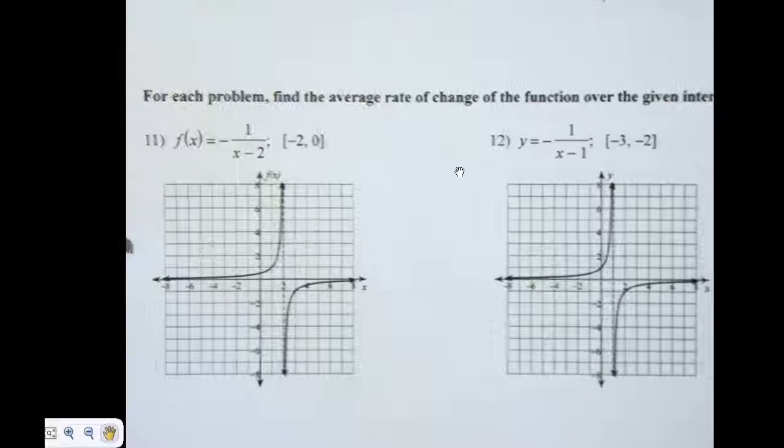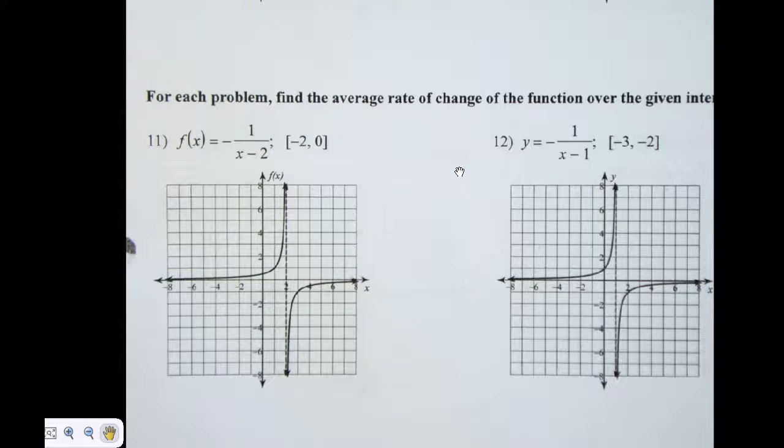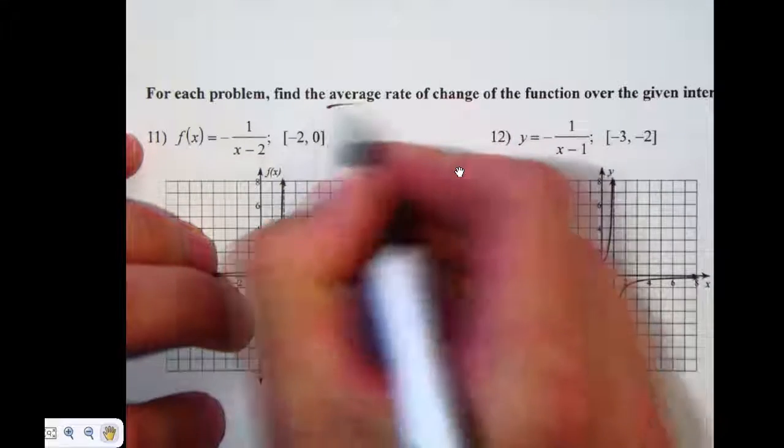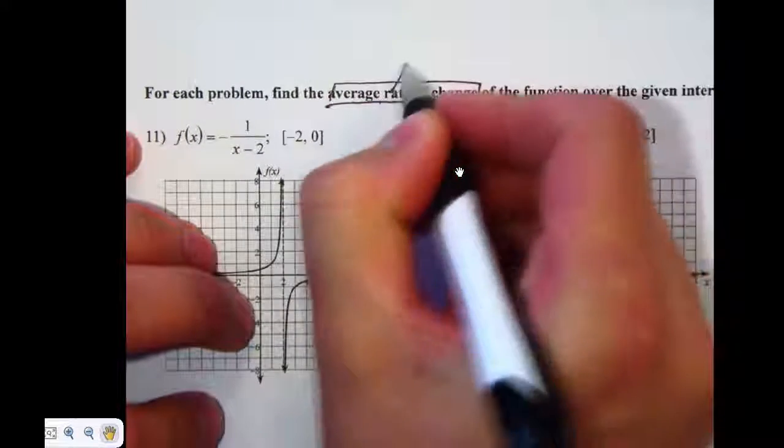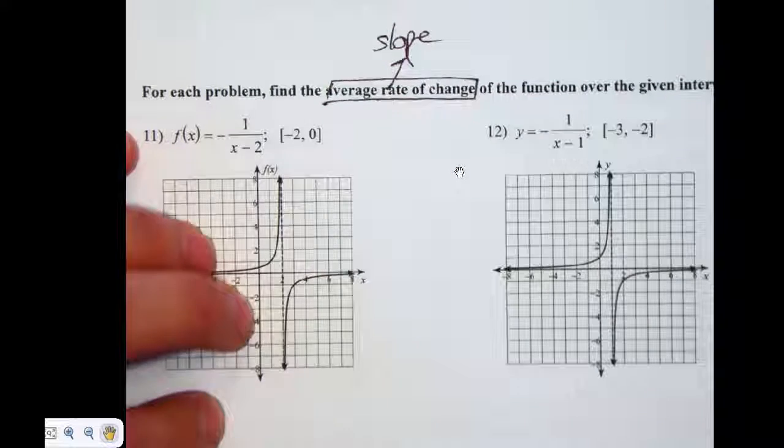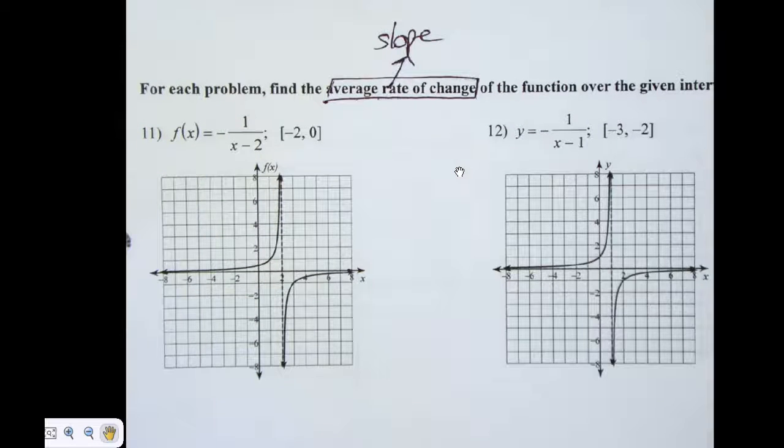Go to number 11, because it's two different sets of instructions. So, two things here. Find the average rate of change. That just means find the slope. They're not even asking you for the equation of the line, they're just asking you for the slope.